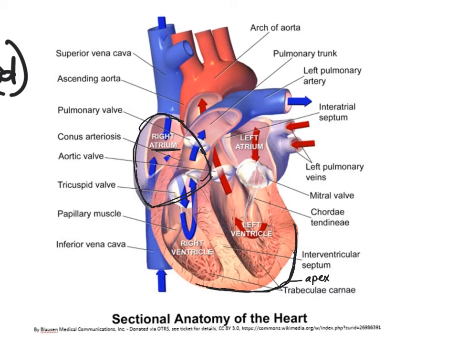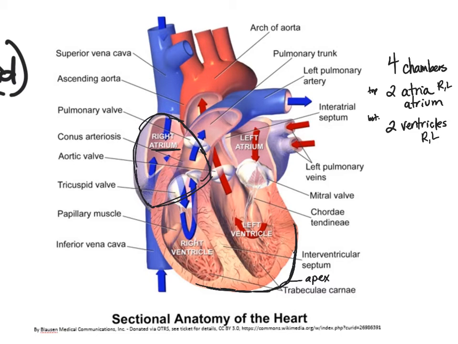So we have 4 chambers total in the heart. I could probably write that down. So 4 chambers. The top 2 are called atria. That's plural. Atrium is singular. And then the bottom 2 are called the ventricles. Our atria are the right atrium and the left atrium, and our ventricles are the right ventricle and the left ventricle.